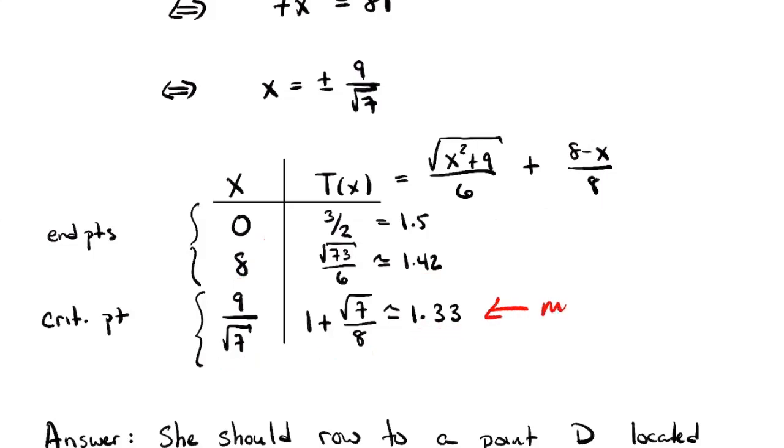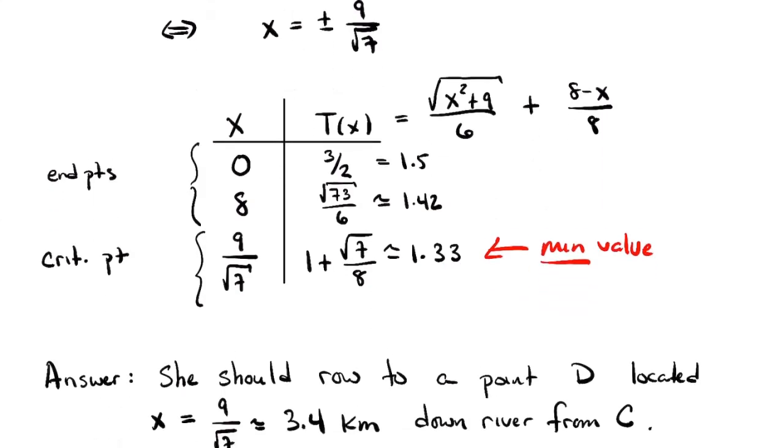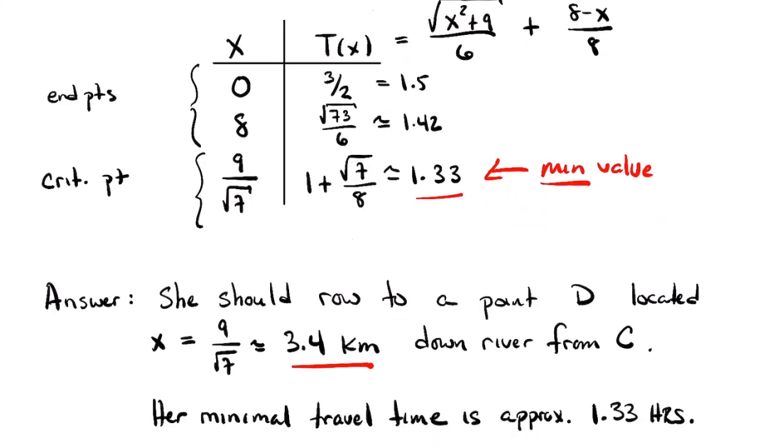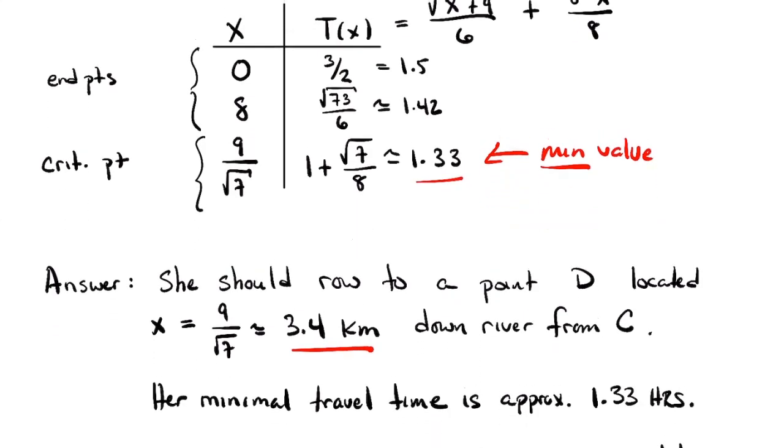That's the smallest time value I see. That's our minimum value, 1.33 hours. Yeah, so that's the solution. So the answer to the question is she should row to a point D that's located 9 over the square root of 7, or approximately 3.4 kilometers downriver from C, and run the rest. And the total journey is going to take her about 1.33 hours, or 1 hour and 20 minutes.